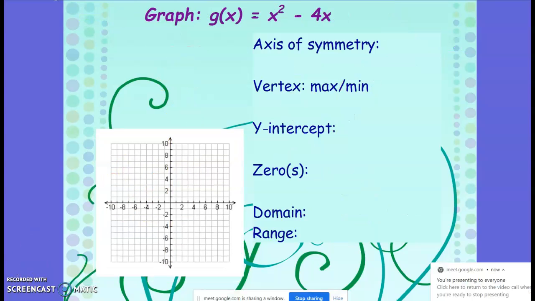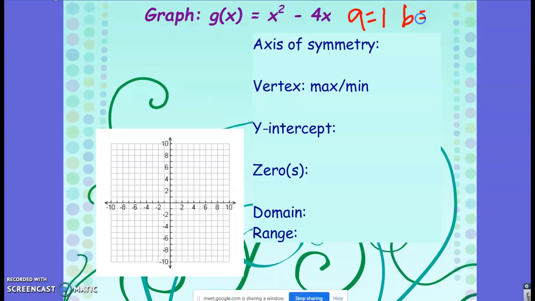All right, our next example. Oh no, this is on one of your assignments. X squared minus 4x, okay? So just like last time, I'm going to start by finding my axis of symmetry. So my A in this case is 1, my B in this case is negative 4, and my C in this case is 0. Okay, so to find my axis of symmetry, I'm going to start with that formula. Opposite of B over 2 times A. In this case, it would be the opposite of negative 4 over 2 times 1.